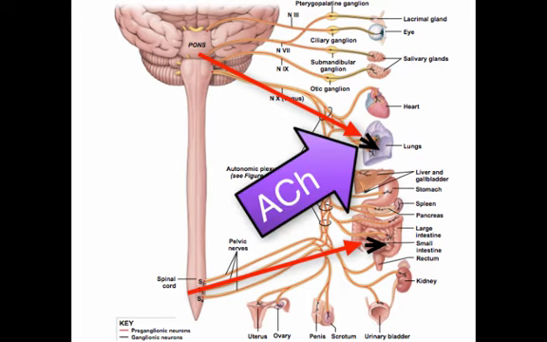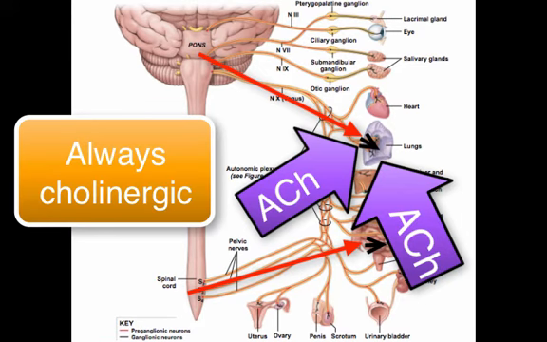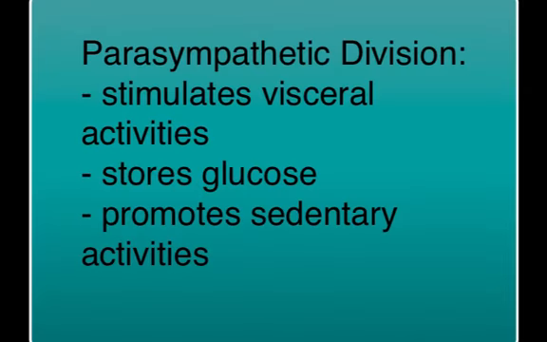The neurotransmitter released at the parasympathetic ganglions and the effectors is always acetylcholine. Therefore, all synapses of the parasympathetic nervous system are cholinergic. The parasympathetic division stimulates visceral activities, conserving energy by storing glucose as glycogen and promoting sedentary activities.